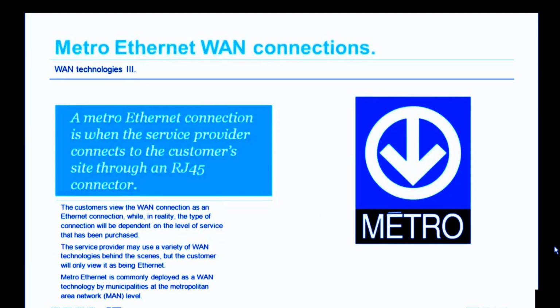Of course, I'm going to begin by discussing Metro Ethernet WAN connections. A Metro Ethernet connection is when the service provider connects to the customer's site through an RJ45 connector. The customer will view that WAN connection as an Ethernet connection, while in reality the type of connection will be dependent upon the level of service that has been purchased. The service provider may also use a variety of different wide area network technologies behind the scenes, but the customer will always view it as being an Ethernet connection.